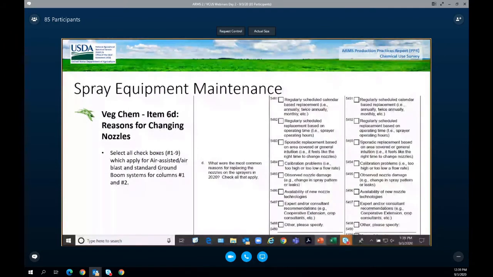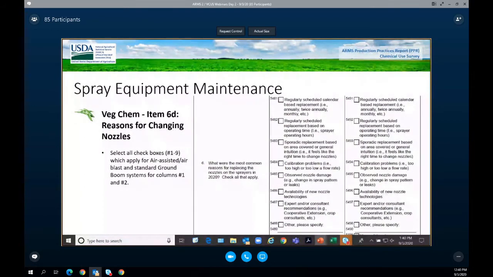Here we're asking about reasons for changing nozzles. This gets a little bit of calibration problems, but we want to sort of understand what it is that drives growers' practices. So we're talking about nozzles being changed just on a regular calendar basis, like once a year, once a month, or maybe a replacement based on tractor or sprayer operating time. If you have a sprayer that logs hours, that can be a handy way to say, yeah, I'm going to change nozzles every 200 hours of operation or something like that.